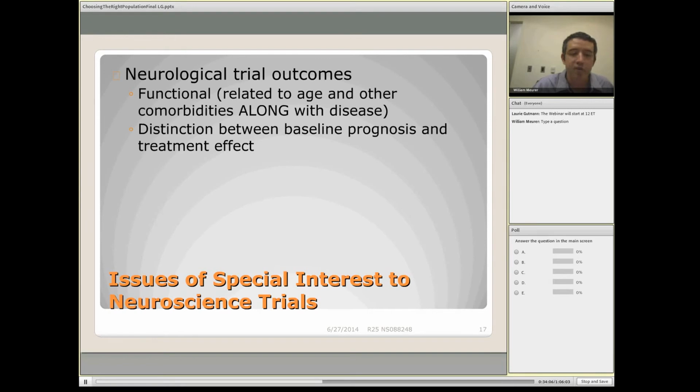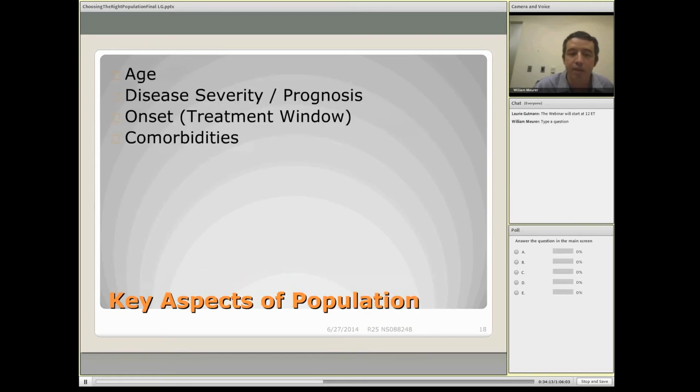So these key aspects of the population that tend to cut across neuroscience trials are the age, the disease severity and the prognosis, and the onset, the treatment window. Obviously in the acute phase, that's a very short treatment window where the brain ischemia converts over to infarction. In other diseases, the onset of the disease is more insidious, like degenerative diseases, and also the comorbidities are key aspects to be considering when you're selecting the population. And this comes up very frequently for neuroscience trials.